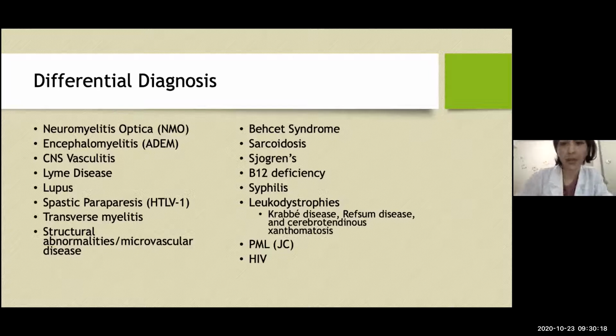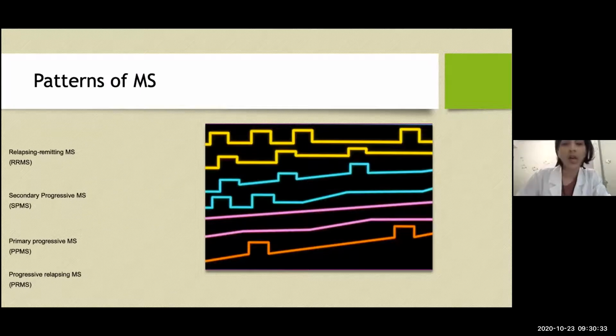So, differential diagnosis. When a patient presents with symptoms resembling the symptoms of multiple sclerosis, we should be aware of these differentials that we see in the list, and we should be able to exclude them by proper history taking and appropriate investigation. So, patterns of multiple sclerosis: we have 4 different patterns for the multiple sclerosis course. They include relapsing remitting multiple sclerosis, secondary progressive multiple sclerosis, primary progressive multiple sclerosis, and progressive relapsing multiple sclerosis.